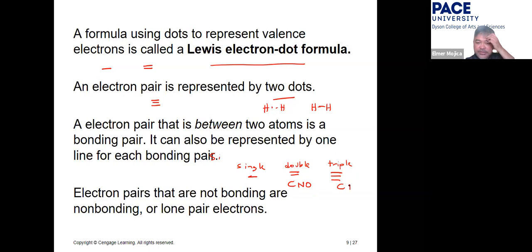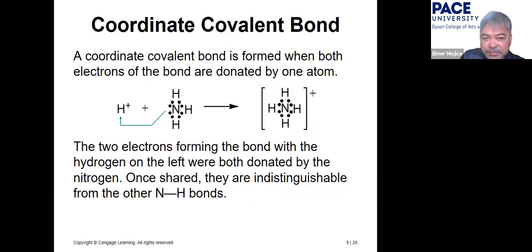Triple bond usually is carbon and nitrogen. Now, there is a special type of this so-called covalent bond, and it is known as the coordinate covalent bond. The coordinate covalent bond forms when both electrons of the bond are donated by one atom. So, the two electrons forming the bond with the hydrogen here on the left were both donated by the nitrogen. And once shared, they are indistinguishable from the other NH bonds.